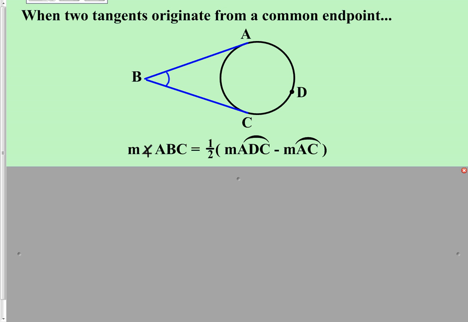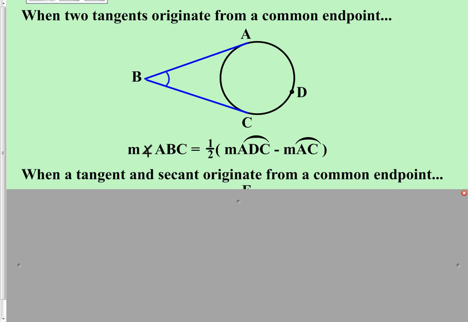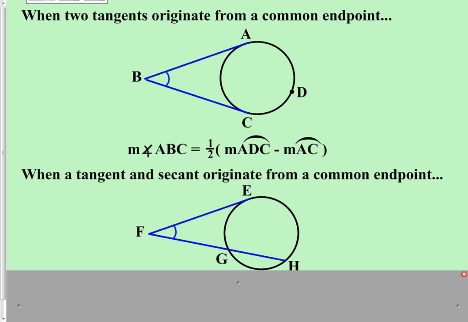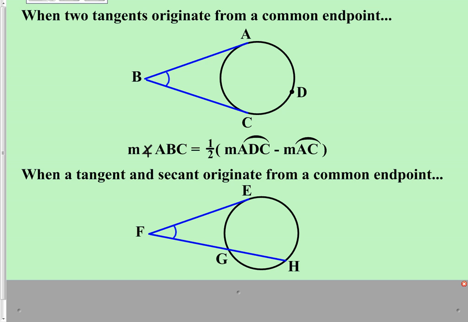Now, another situation that might arise is we may have, instead of two tangents coming from a common endpoint, perhaps this time a secant and a tangent coming from a common endpoint. If that's the situation, then it might look something like this. We haven't had secants much. We'll get into them a little bit more here in the coming days.